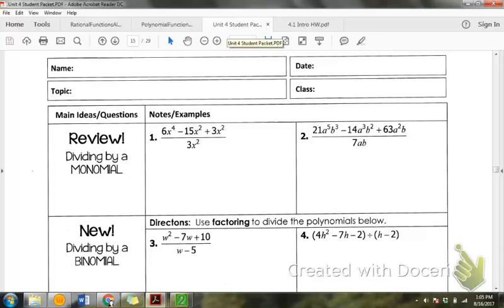Okay, so this is a review of some Algebra 1 stuff in the beginning. This is lesson 4.4. Lesson 4.4 is called long and synthetic division.